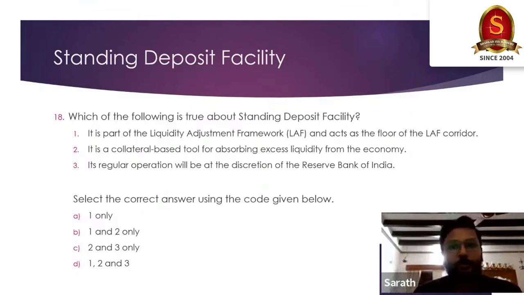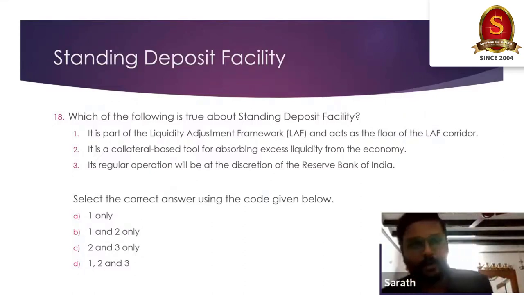Okay, so it is a part of the framework, access flow is correct. It is a collateral-based tool for absorbing excess liquidity from the economy. Reverse repo rate was a collateral-based tool. But because this is the standing facility, which means RBI says it is available at any time you want. Whenever you want, you can come and deposit money with RBI. RBI says we will not give any collateral to you. So it is a collateral-free tool, not collateral-based. Arvind has rightly explained, does not need collateral, correct.